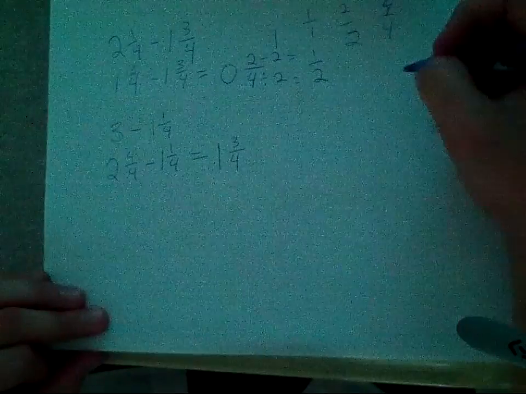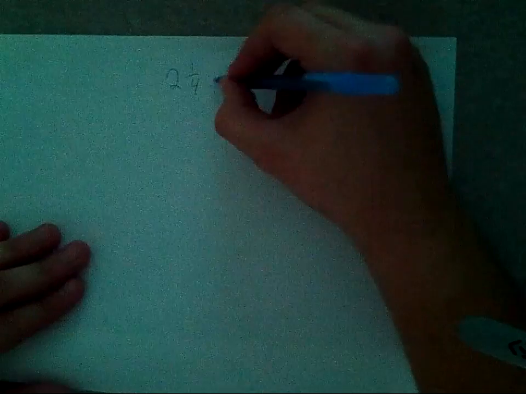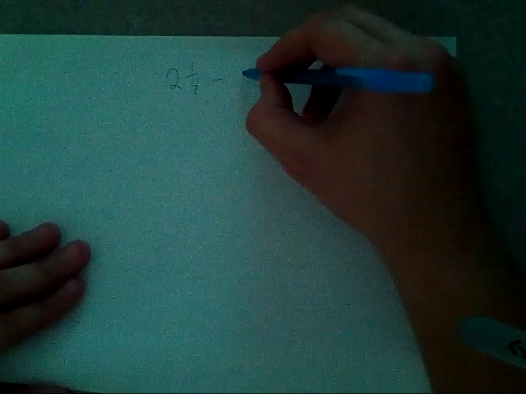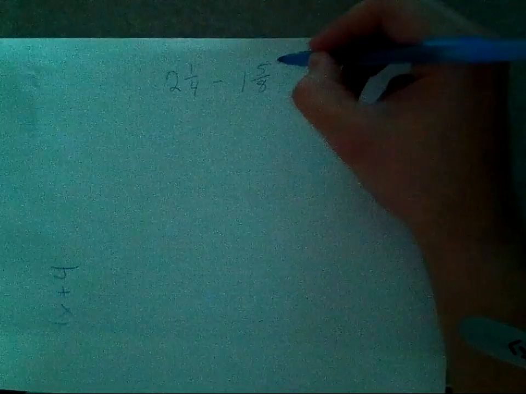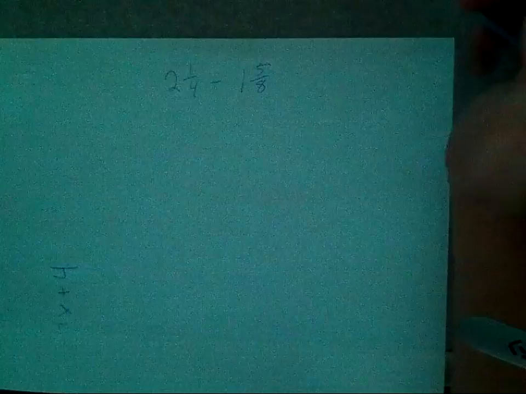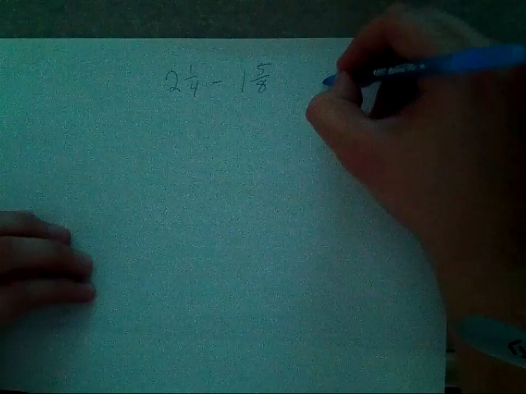So let's try another problem with unlike denominators. Let's do 2 1/4 minus, let's do 1 5/8. Now for this problem, the first thing we want to do is find our common denominator. To find our common denominator, we have to find the least common multiple.